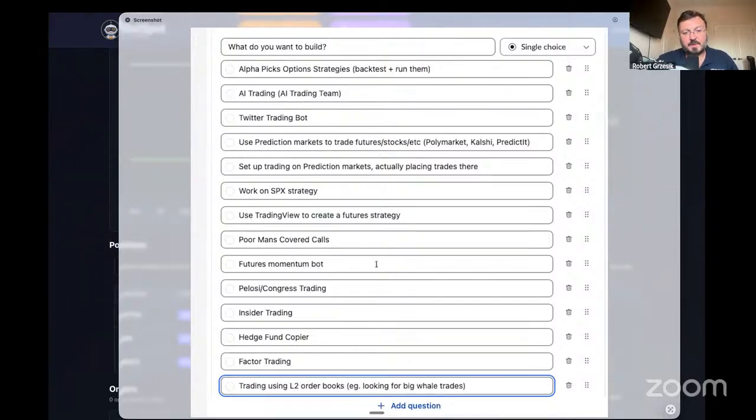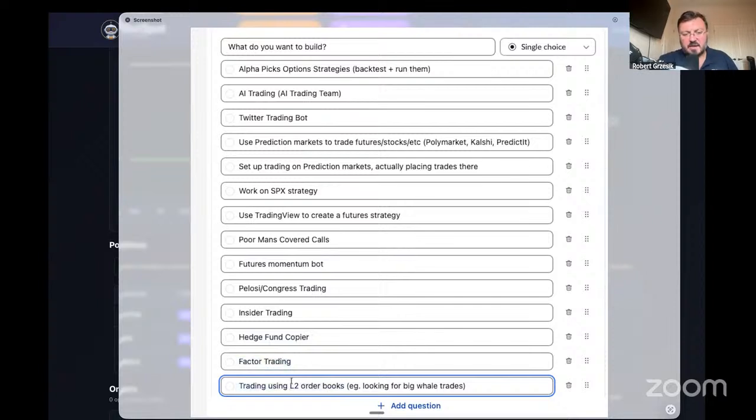We could do a futures momentum bot. We could do the Pelosi or Congress trading. We could do an insider trading bot, not like insider trading, but looking at insiders, how they trade, and copy them. And then we could do a hedge fund copier, which we actually started kind of doing with the Citadel stuff, sort of, right? Although I guess that's a little different.